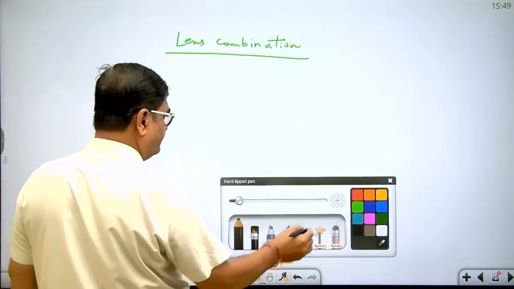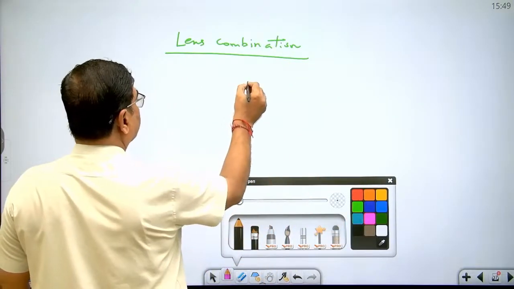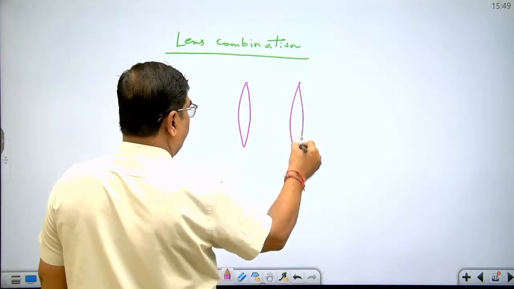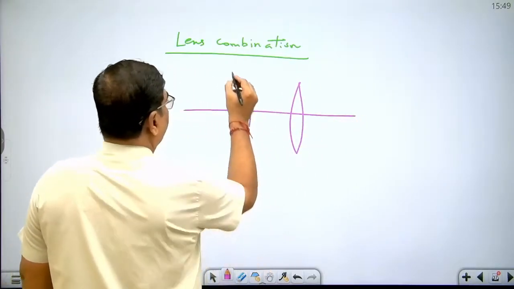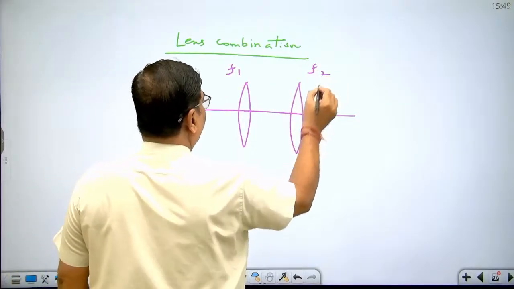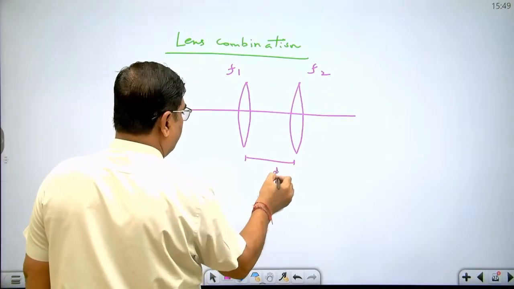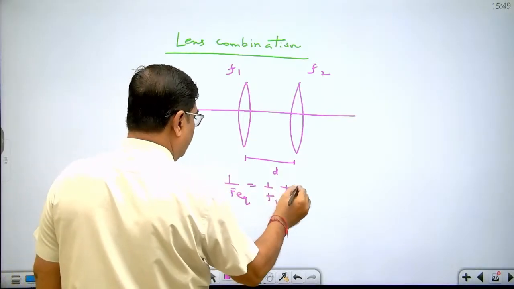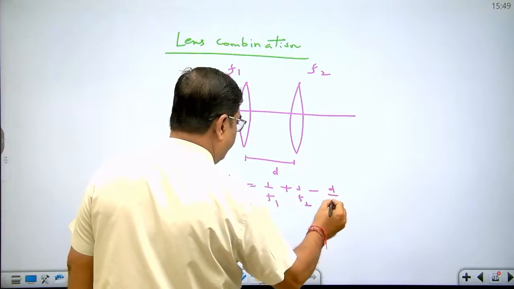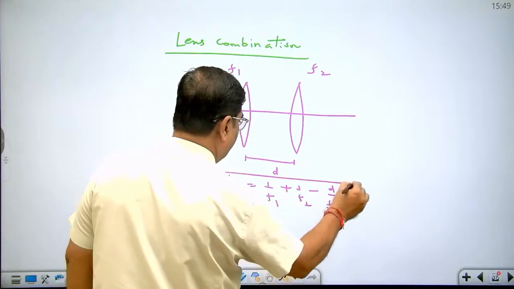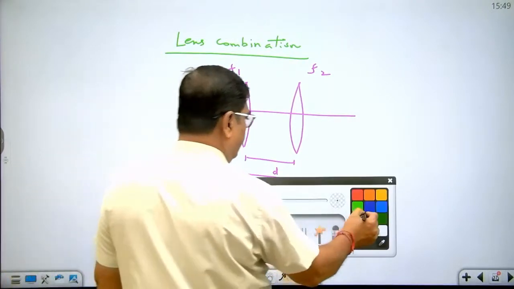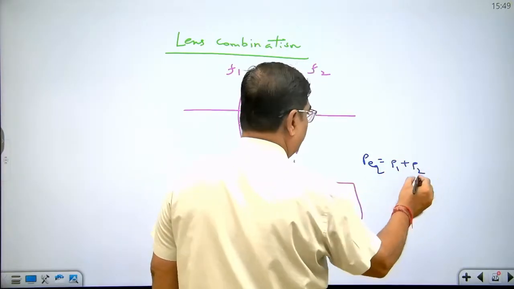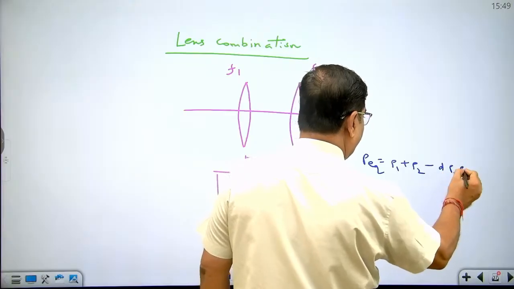Lens combination. Let us assume these are two thin lenses. If they have focal length f1, focal length f2 and separation between optical centers d, then the equivalent focal length is given as 1 upon f equivalent equals 1 upon f1 plus 1 upon f2 minus d upon f1 f2. And what is, dear student, P equivalent? P equivalent equals P1 plus P2 minus d into P1 P2.